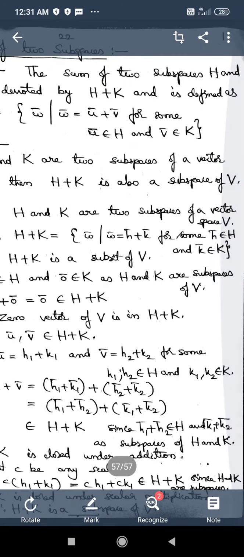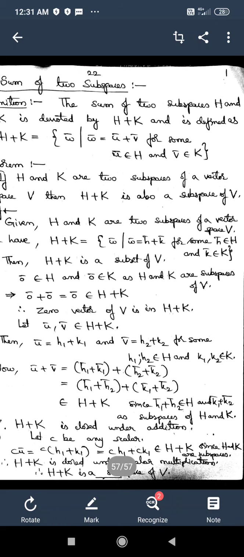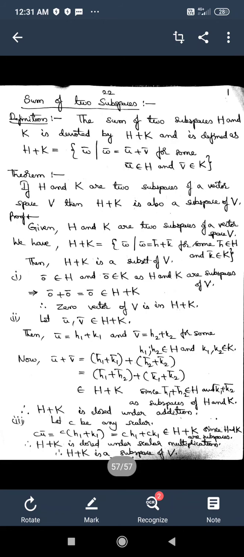And here I have mentioned the reason, since H1 bar plus H2 bar belongs to H and K1 bar plus K2 bar belongs to K, as H and K are subspaces. These two belong to H and K. Now H plus K is closed under addition. We could prove that H plus K, the sum of two subspaces H and K, is closed under addition. That means it satisfies the vector addition property.